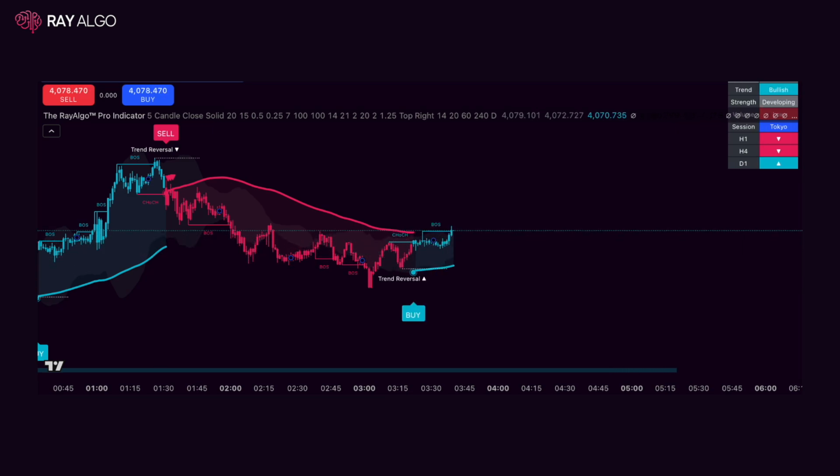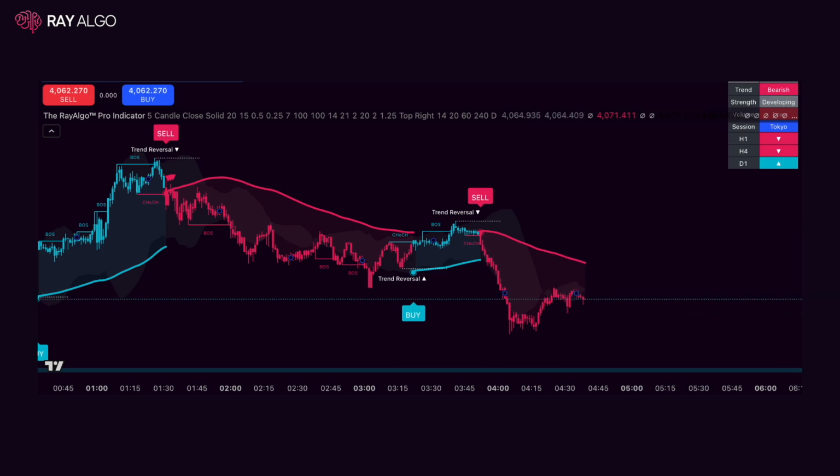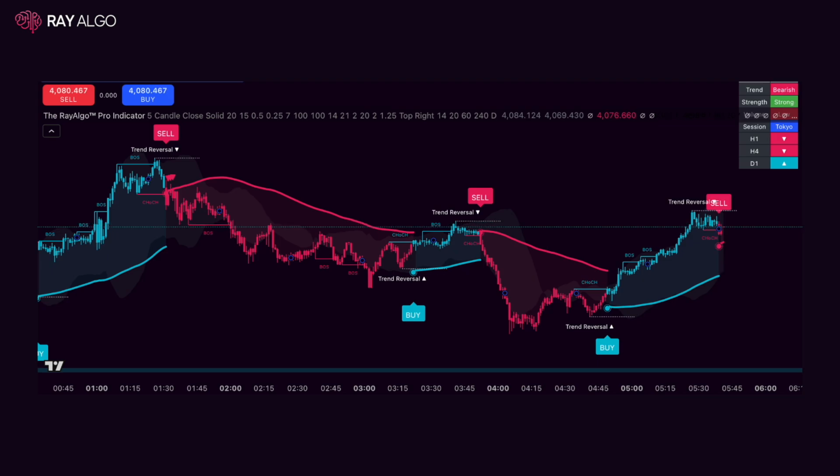Lower values equals more sensitive, more frequent signals, ideal for short-term trading. Higher values equals less sensitive, fewer signals, ideal for long-term trend analysis. Most traders can start with the default setting of 10 and then fine-tune based on their chart time frame and strategy. Understanding this setting fully gives you control over how RayAlgo interprets the market.